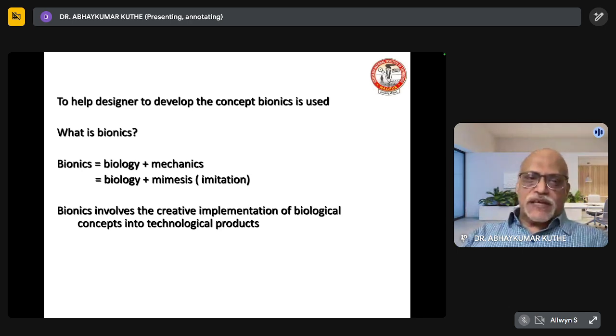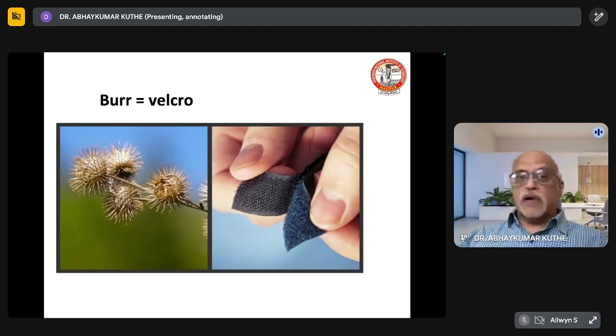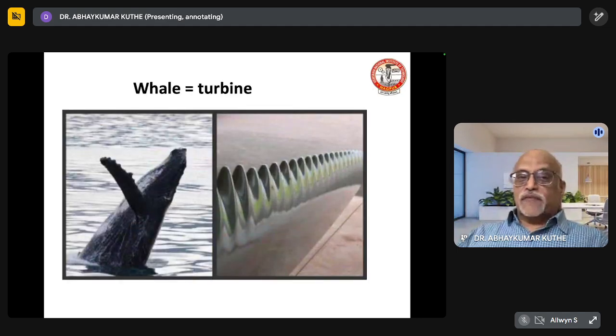But let me tell you an interesting thing. Some of the products that you can very easily see are the burr and the Velcro. Velcro is based on the concept of the burr. Then the other one is the wall tube and turbine blades. Turbine blades are actually designed considering the shape of the whale. All such products, you will see on the net also, are available under the umbrella of bionics.